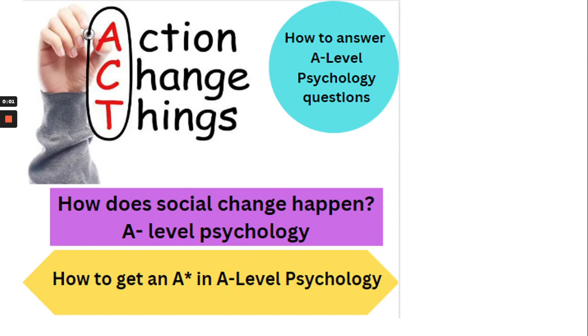Psychology students, today I'm going to be focusing on one of the hardest questions on a social influence topic. It's looking at how social change happens, and how you apply the things you've learned from social influence to these examination questions. I'm going to talk you through exactly example answers of how to go about answering these questions that you get from the examining board.